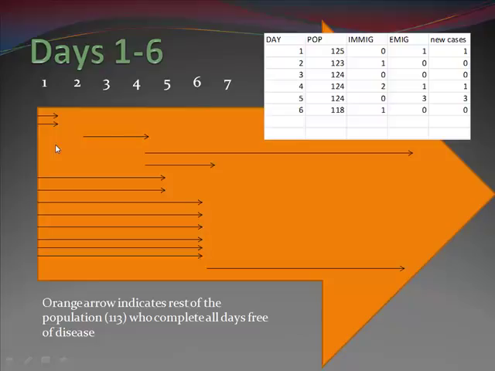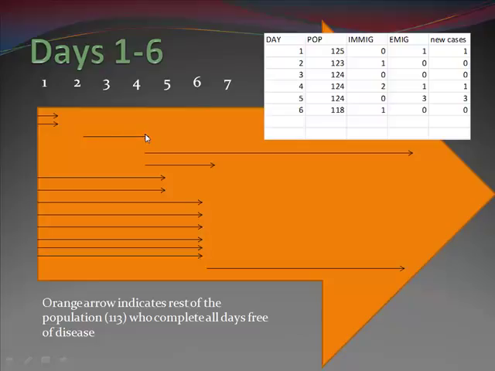Then we get to day 2. We're starting with 123 because we lost those two. One person immigrated, so they did not start here. They're going to start right here at this arrow, right on day 2, and they're going to proceed along with the rest of the tour here.